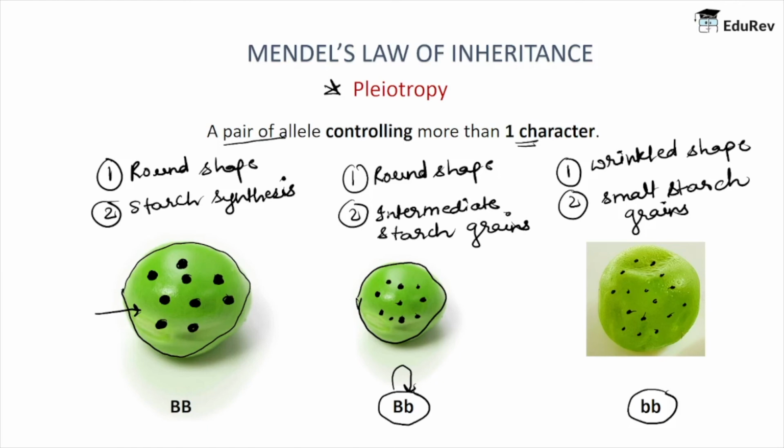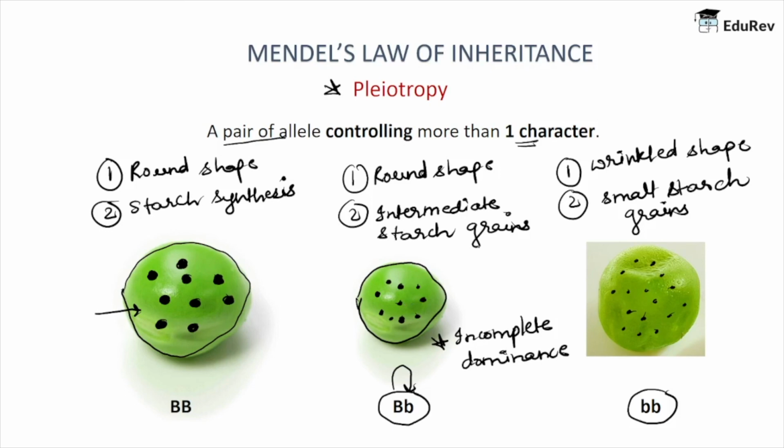Yes? Since this term intermediate has come, do you know why this condition has appeared? This middle condition, why has it appeared? I hope some of you have guessed it right. It is because of incomplete dominance. Wherever the intermediate term comes, it is because of incomplete dominance.